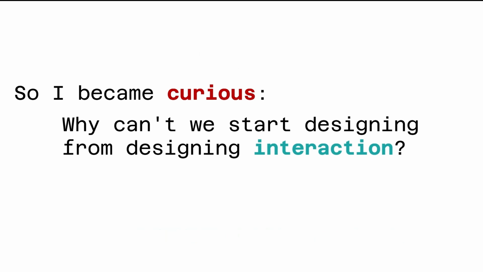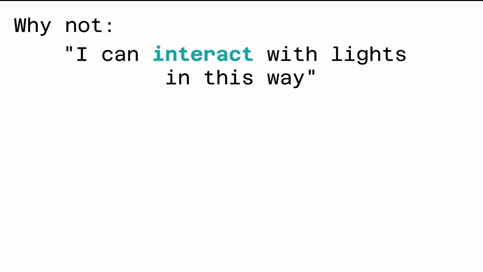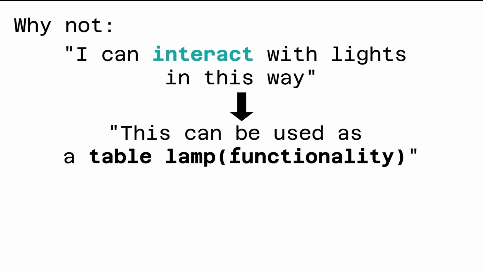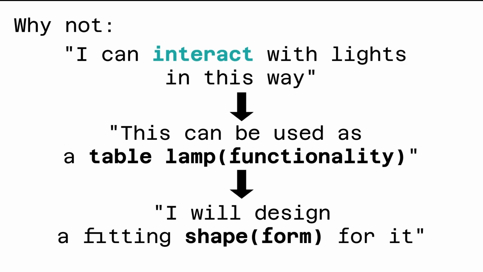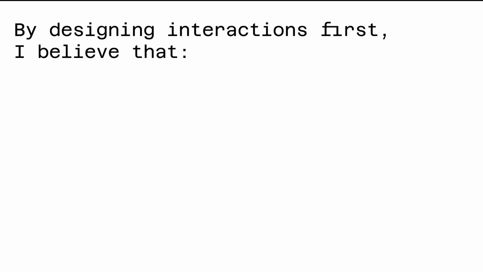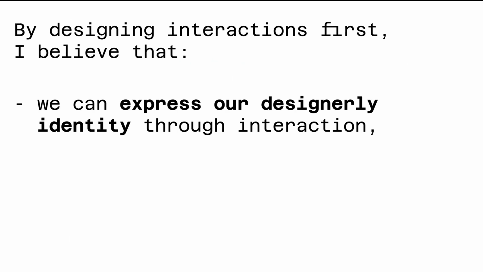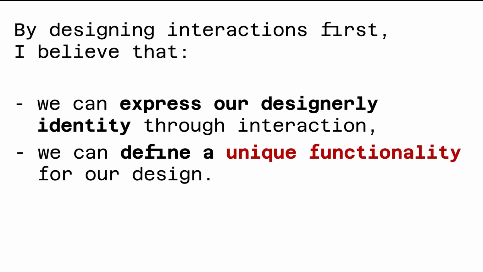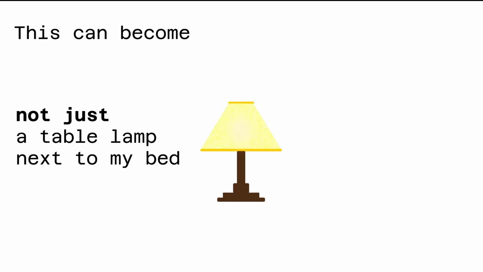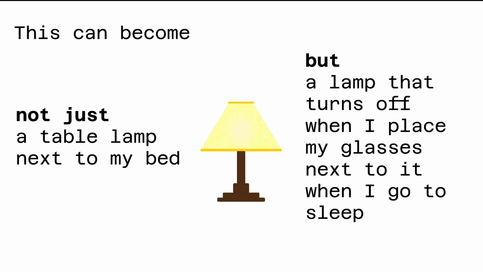So I became curious. Why can't we start from designing interaction? Why not? I can interact with lights in this way. This can be used as a table lamp. I will design a fitting shape for it. By designing interactions first, I believe that we can express our design identity through interaction, but we can also define a unique functionality for our design. This can become not just a table lamp next to my bed, but a lamp that turns off when I place my glasses next to it when I go to sleep.